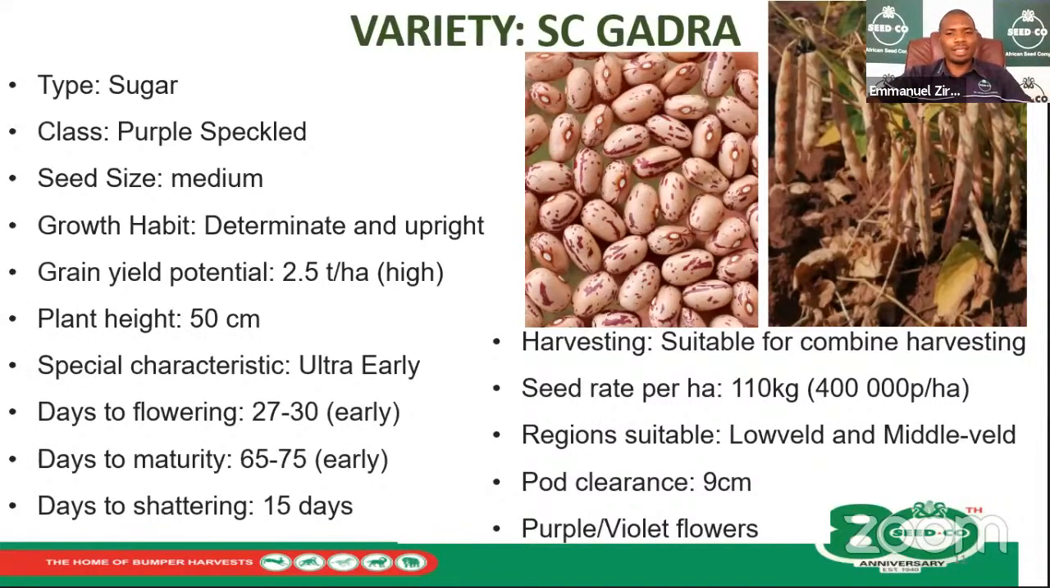Its seed rate per hectare is 110 kgs, and you can plant up to 400,000 plants per hectare. And we recommend that GADRA can be grown in the low veld and middle veld as well. Its pod clearance distance is 9 centimeters, and it has very beautiful purple or violet flowers.